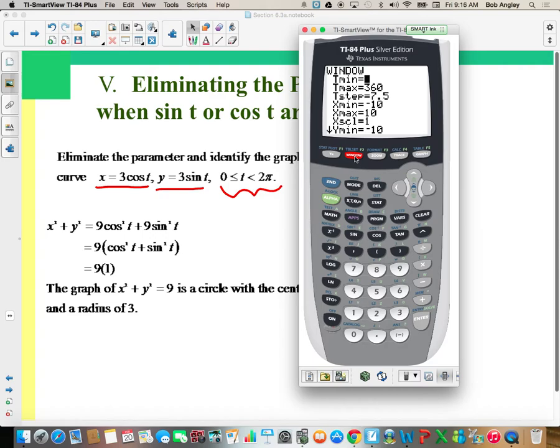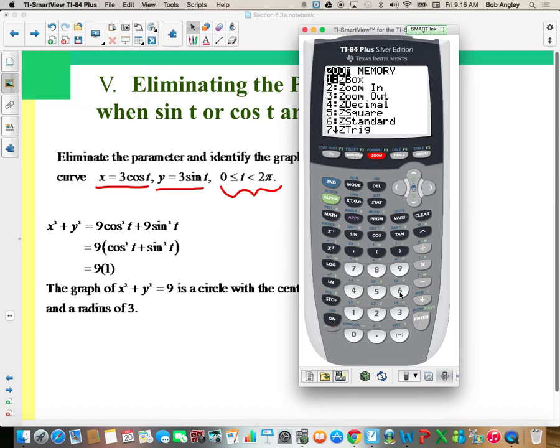Now, I want you to look at the T step. It's 7.5. Now 7.5 happens to be 360 divided by 48. Okay, so it's like getting 48 points around in a circle. So it's enough points to draw a graph well. All right, now let me change my mode, back to radian. So I'll get what you got.